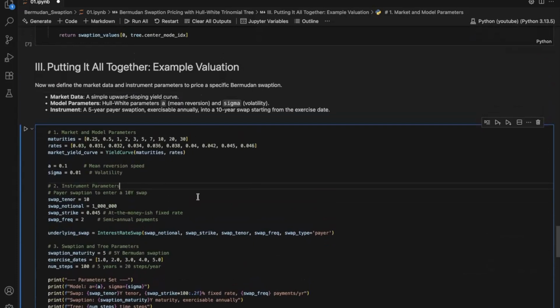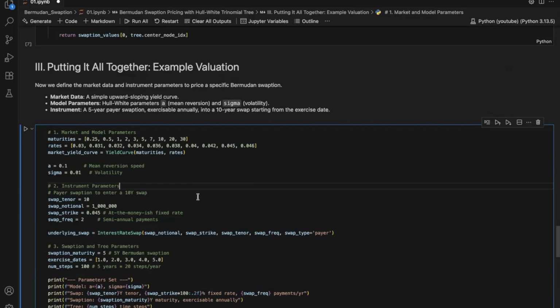Now let's put this all together. We define a market with an upward sloping yield curve. We set the Hull-White mean reversion a to 0.1 and the volatility sigma to 1%. Our instrument is a 5-year Bermudan swaption, exercisable annually. If exercised, it allows the holder to enter into a 10-year pay-fixed swap with a notional of 1 million and a fixed rate of 4.5%.